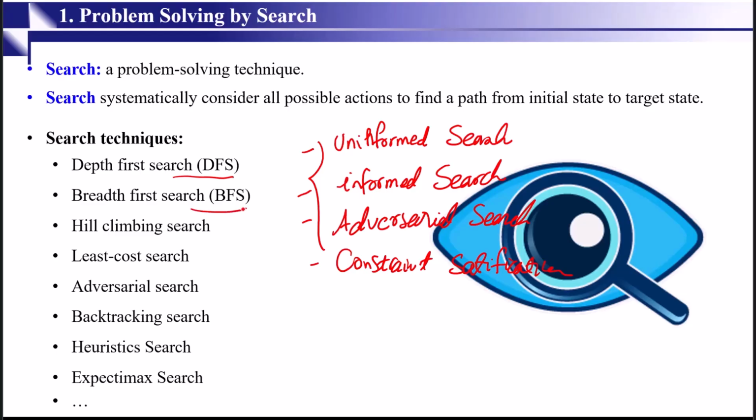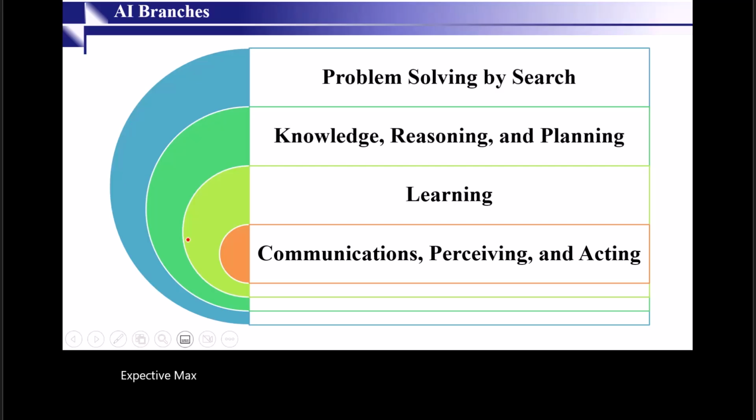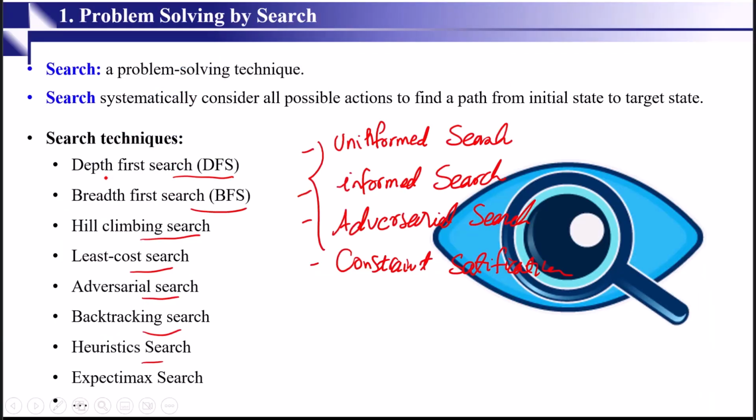We have also breadth first search. BFS tries to explore all nodes at the present depth level, and maybe you can say shortest path finding, web crawlers, and social network analysis are here. Then we have hill climbing, least cost search, adversarial search, backtracking search, heuristic search, and expectimax. So we will study all one by one in the coming lectures.